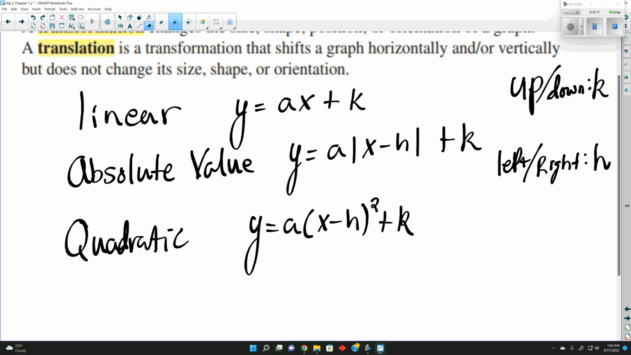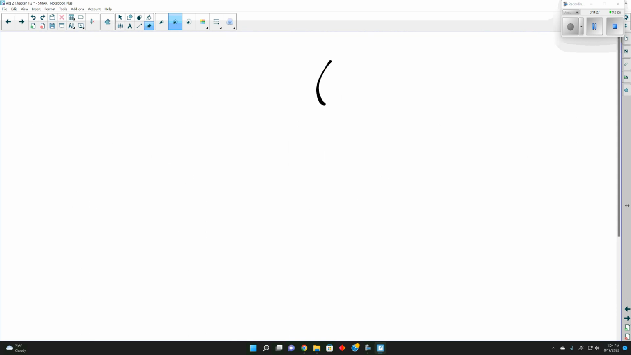Because what is the sign inside these parentheses or absolute values? Minus, yes? So if the value of h was negative, I'm going to open up a new slide. So if I said I had x minus negative 4, do we leave it as minus a negative? No, because we change it to x plus 4.